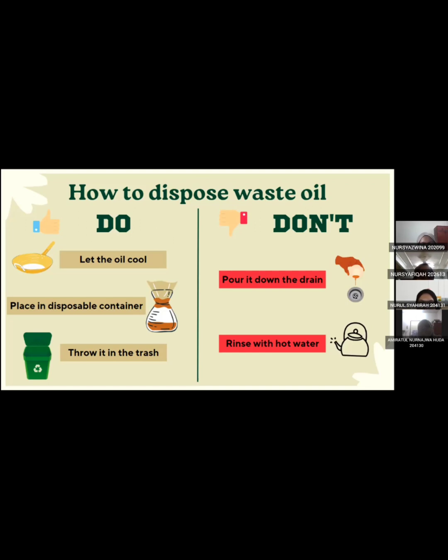First, for do's is let the oil cool and then place it in disposal container. It is preferred to be in sealable containers such as the container that originally packed the cooking oil. And then must throw in the trash. So for don'ts, the waste oil must not pour down into the drain, and also do not rinse the waste oil with hot water. Next.